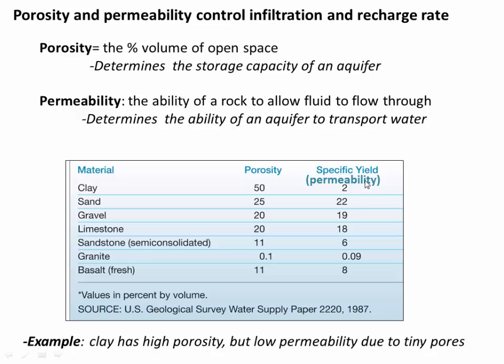Clay, or the rock shale, for example, is really interesting. It has a lot of open space, it has a ton of porosity, but because those pores are so small and they're not connected to each other, the permeability is relatively very low. Okay? So sand is a material that could conduct water really well. Clay is a material that cannot conduct water really well.